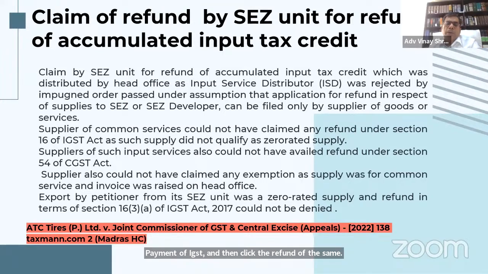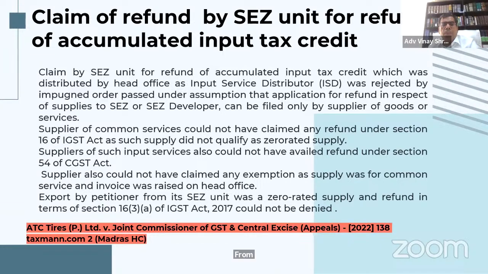Now here, one very interesting question arose before the Honorable Madras High Court, whereby the SEZ unit applied for refund. There is one other judgment of the Gujarat High Court also, which I have not cited here, but it is there. So here the benefit of refund is claimed by the exporter from the SEZ unit.